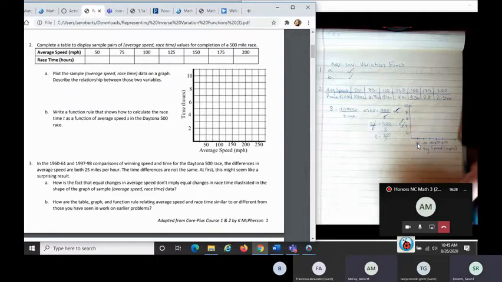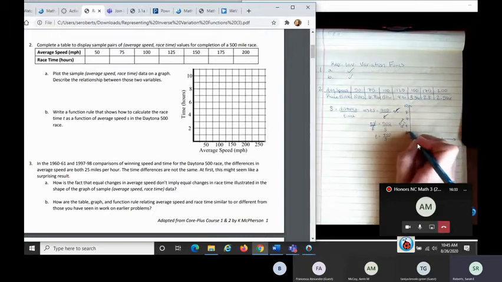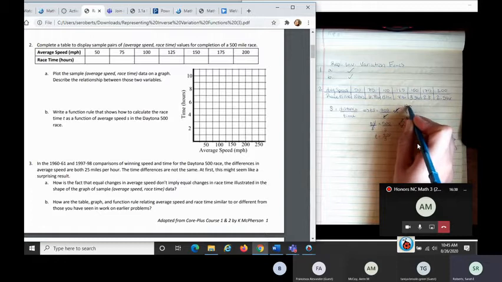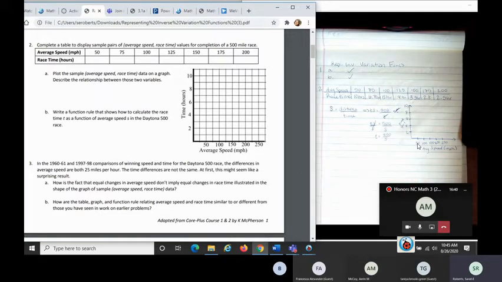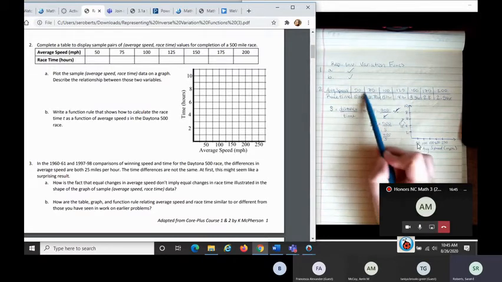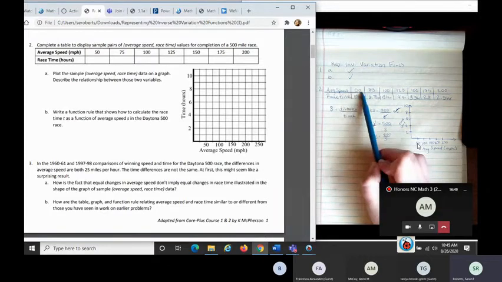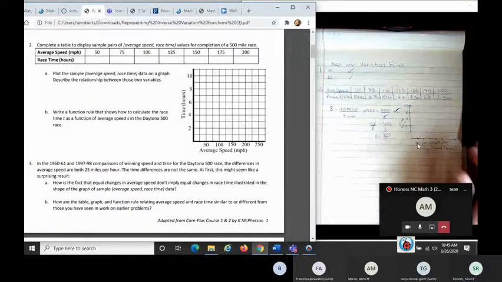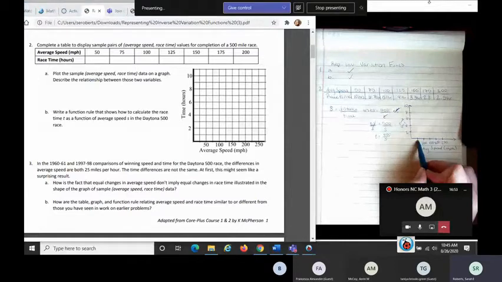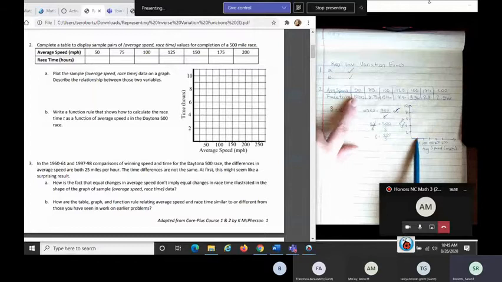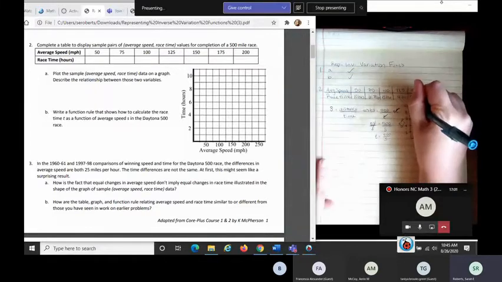Okay, so I've copied down the grid, the graph from the original document, and I've tried to put in my little tick marks as well as I can. Now we're going to take each of these points and plot them. So we have average speed is 50. I need to go up to my average speed being 50. So here's my 50, and I need to go up to 10 hours. So I'm going to put a point at 50.